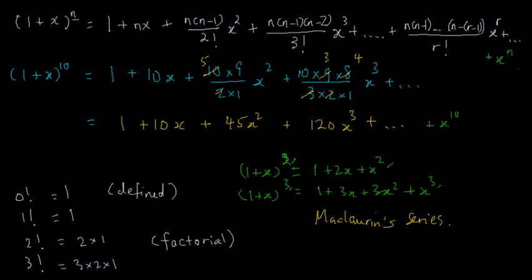Okay, now comes the idea that I want to introduce. The idea is that even if this power is not a whole number, we can still apply this binomial expansion formula. It will still work. So what do I mean by saying that the power is not a whole number?